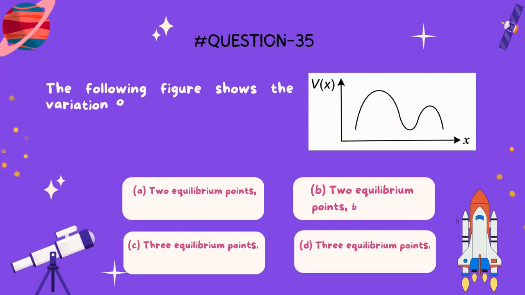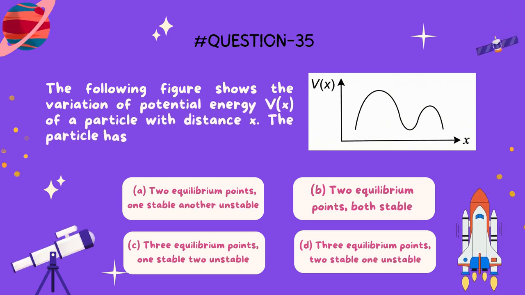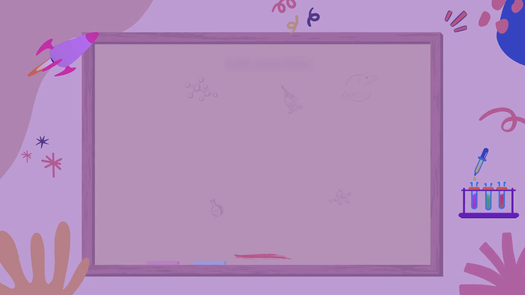35. The following figure shows the variation of potential energy V versus distance x of a particle. A, the particle has two equilibrium points, one stable, another unstable. B, 2 equilibrium points, both stable. C, 3 equilibrium points, one stable, two unstable. D, 3 equilibrium points, two stable, one unstable. Correct answer: C, 3 equilibrium points, one stable, two unstable.